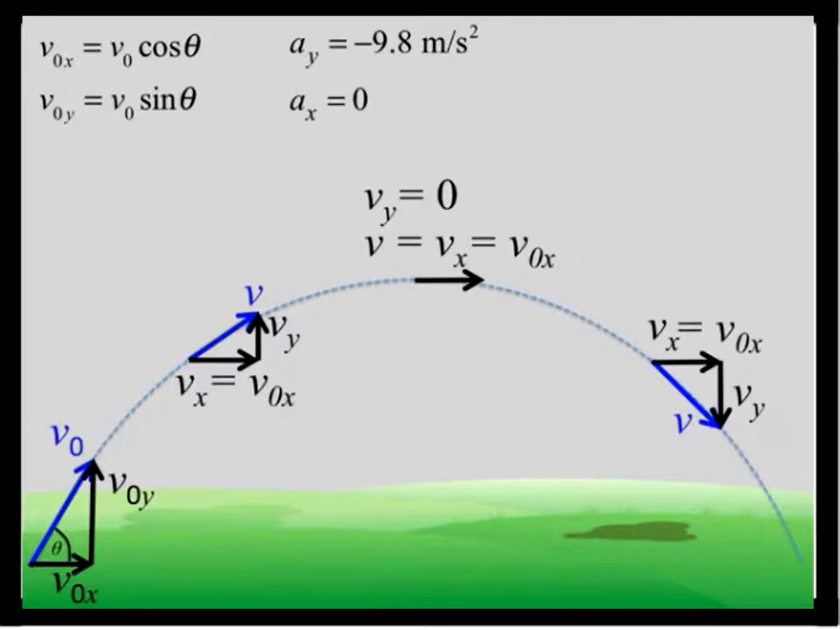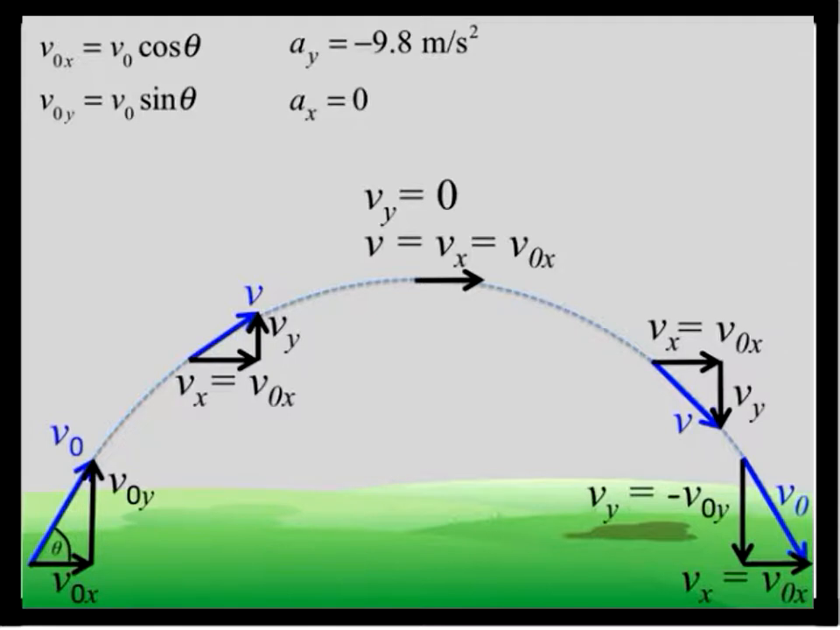Finally, let's look at the ball's velocity right before it strikes the ground. Because of the symmetry of projectile motion, the speed of the ball at impact is exactly equal to the speed of the ball when it was launched. If we draw in the vector components, we see the y component has now increased back to its initial value, but in the opposite direction, and the x component is still its constant value of v0 x.